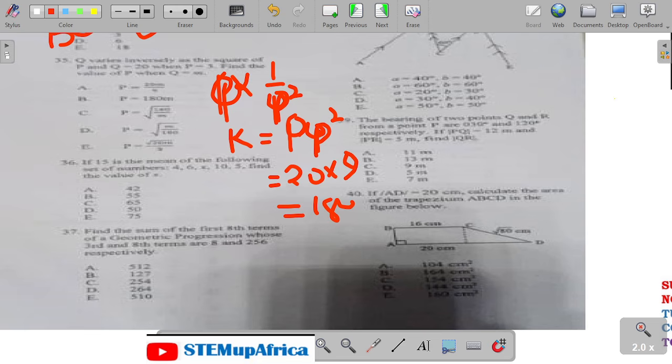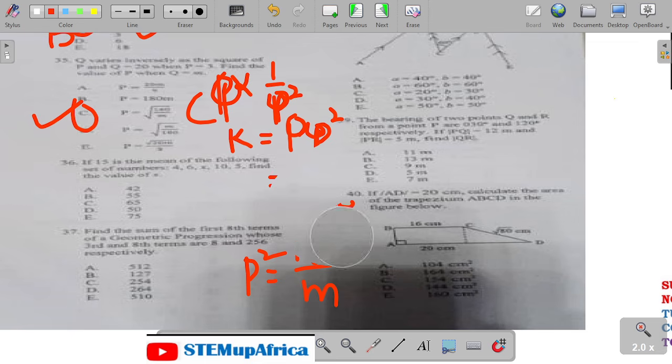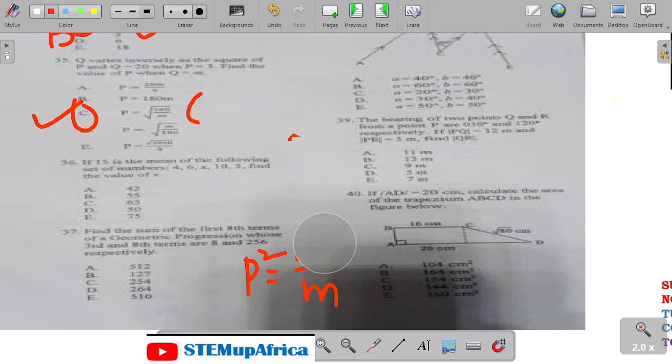Then find the value of P now. So my P now becomes 180 over what? What's my Q? My Q is now M. So P becomes square root of 180 over M, which is option C. Option C is 35. So let's see question 36.